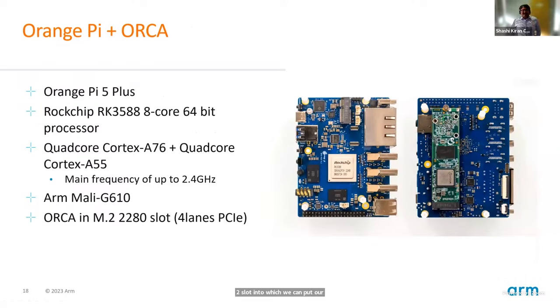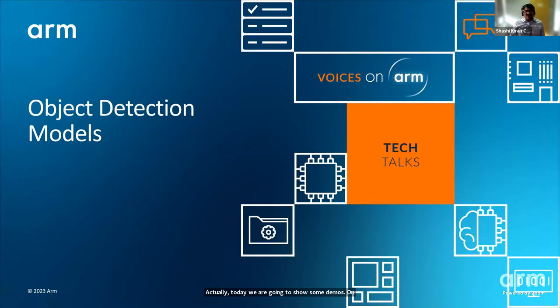Recently, we have been integrating ORCA with Orange Pi. It's a Rockchip based single board computer that actually has a full M.2 slot with 4 lanes of PCIe. Again, a quad core Cortex A76 and a quad core Cortex A55, along with the ARM Mali GPU. Actually, today we are going to show some demos running on these parts. And the focus of today's demos will be object detection models.